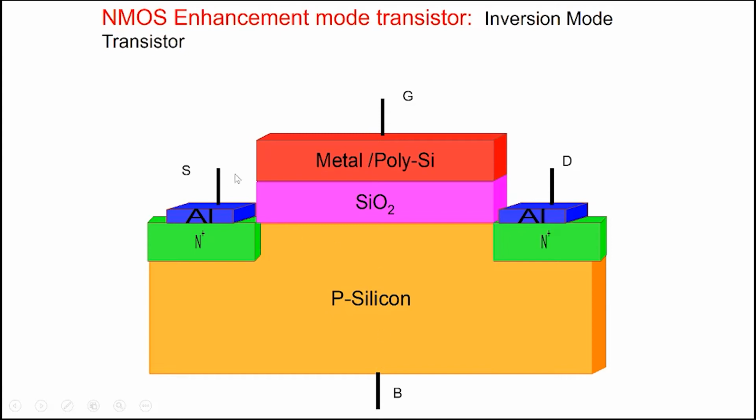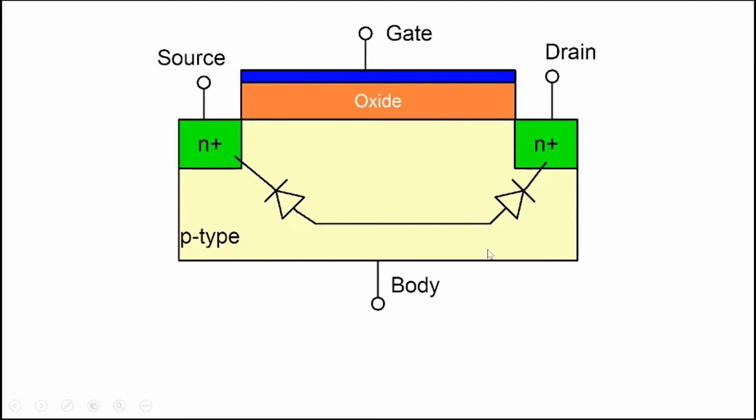So our MOSFET is a 4-terminal device. But for our sake, what we will consider most of the time, which is true in most cases, is that the body is connected or shorted to the source here. So body is at the same potential as source. So effectively it becomes a 3-terminal device then. So let's see how this particular device operates.